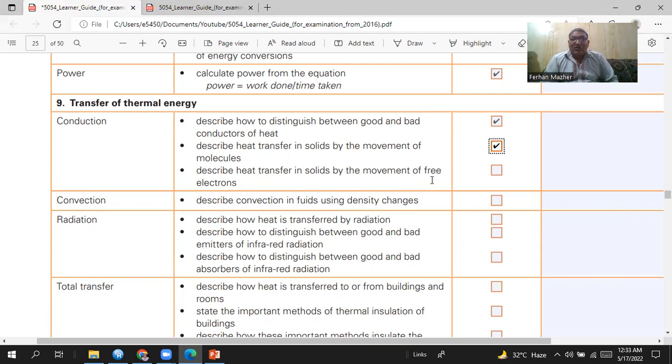So there are two ways of conduction taking place in metals: by the vibration of the molecules and by free electron diffusion. Both these methods you have to know, and if you know them, put a tick here.